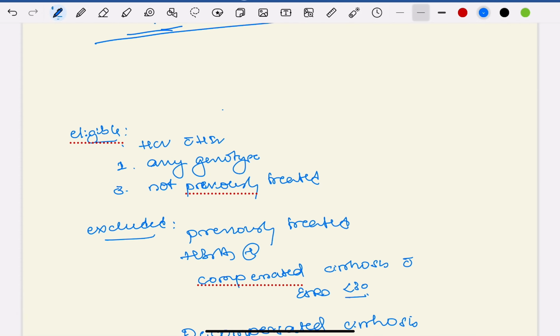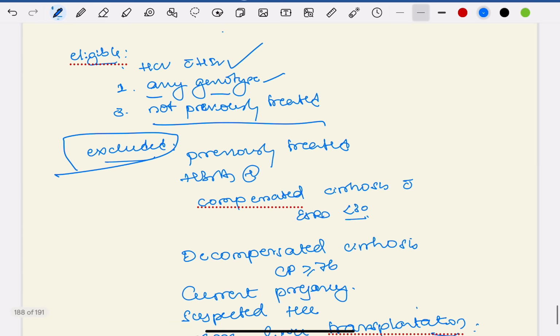HIV patients, and HCV patients with HIV co-infection, can be given this regimen, with any genotype, provided they are not previously treated. It is very important that patients with previously treated HCV cannot be given the simplified regimen. That comes under exclusion criteria. Previously treated patients we cannot use simplified criteria for.